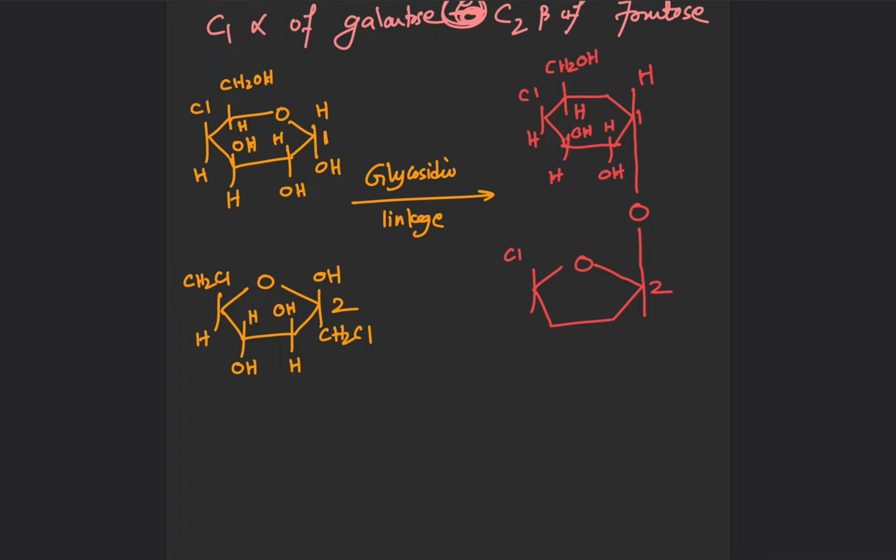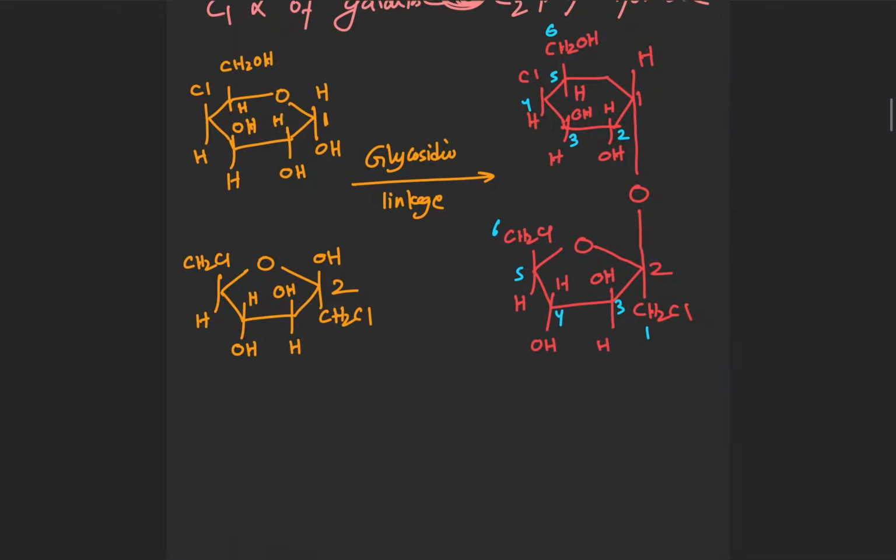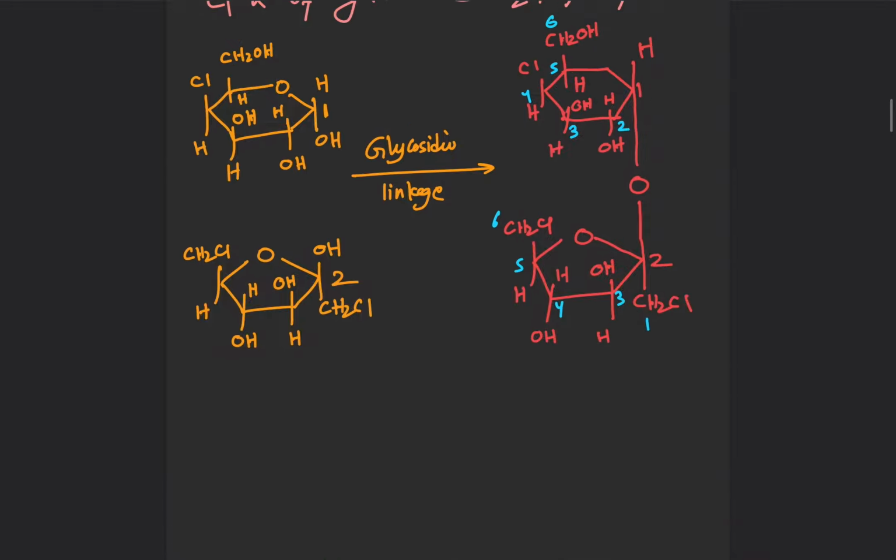And here we will have CH2Cl, H, H, OH, OH, H, and CH2Cl here. The numbers are very important. 1, 2, 3, 4, 5, 6. 1, 2, 3, 4, 5, 6. So now this is our X. This is the artificial sweetener, which is our X.